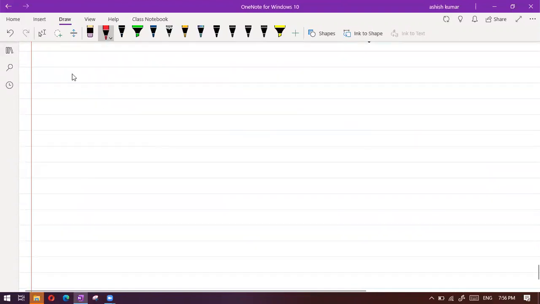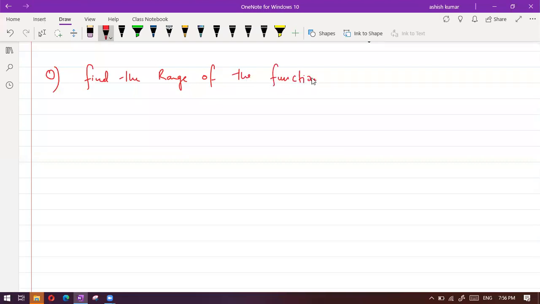Okay, let's see one example of what is written here. The question is saying find the range of the function. What's the function here? f(x) is equal to (x minus 2) upon (3 minus x). So let's understand the solution here. Actually, this f(x) is nothing but y. This is y is equal to (x minus 2) upon (3 minus x).